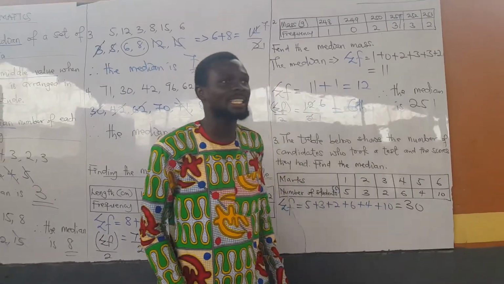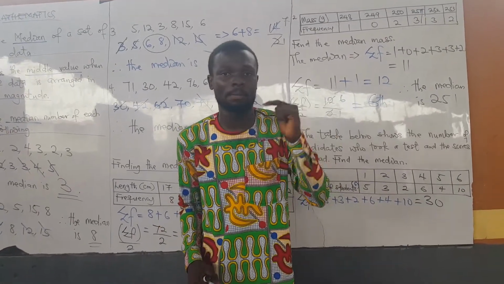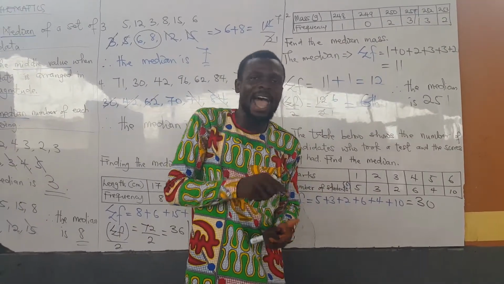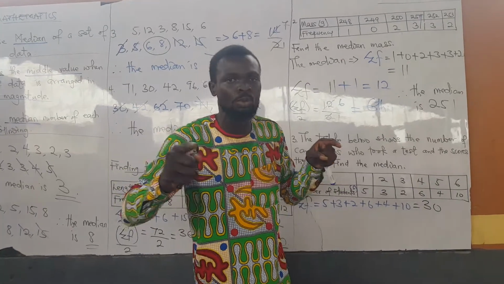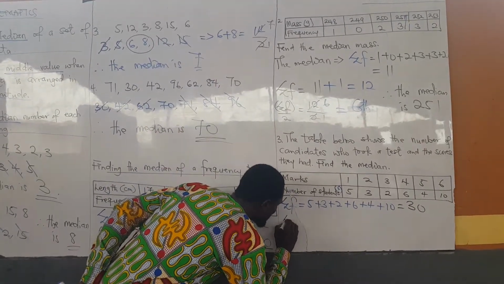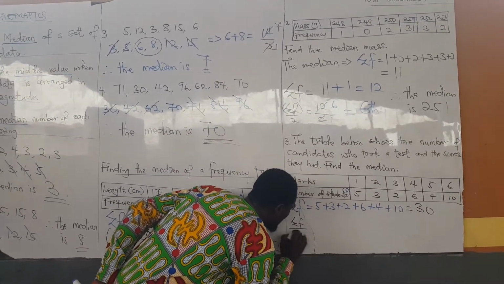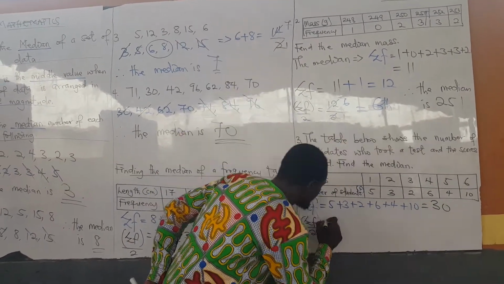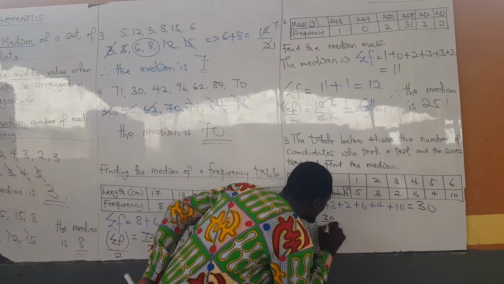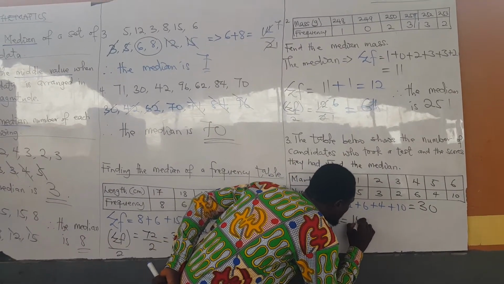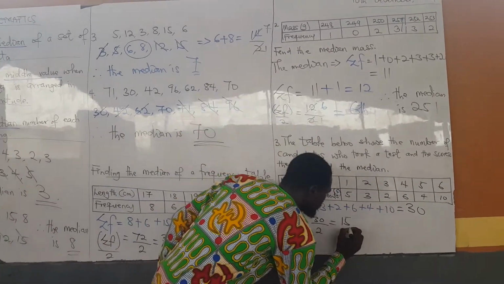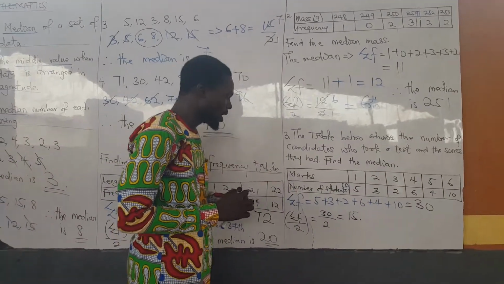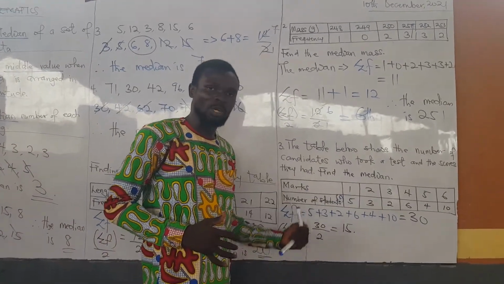So because the 30 is an even number, we are going to divide the 30 by 2. So we are going to say the sigma F divided by 2, or half of the sigma F. And 30 divided by 2 is going to give us 15. This will be the answer. 30 divided by 2 is 15.